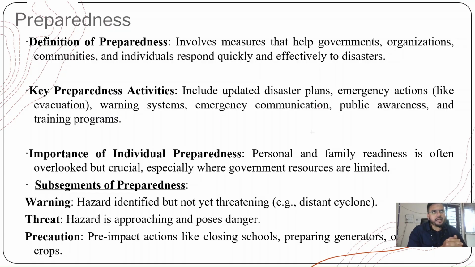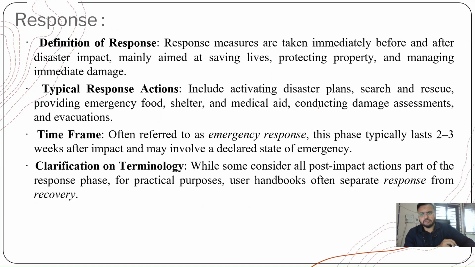Warning, threat and precaution are three sub-terms of preparedness. Warning: a hazard is identified but it is not yet threatening. It is simply a warning that it may take place, for example a distant cyclone. Threat: the hazard is approaching and it poses danger. Precaution covers pre-impact measures like closing schools, preparing generators or harvesting crops. These are all part of preparedness.